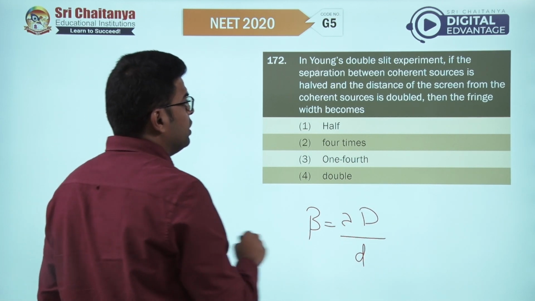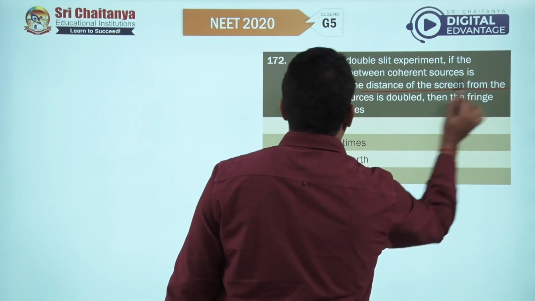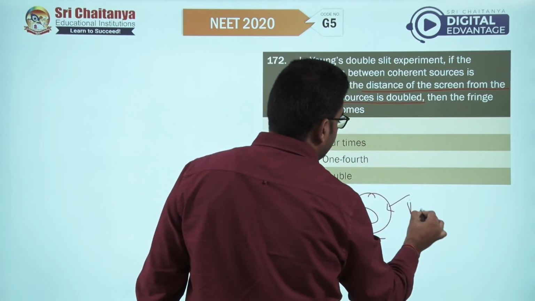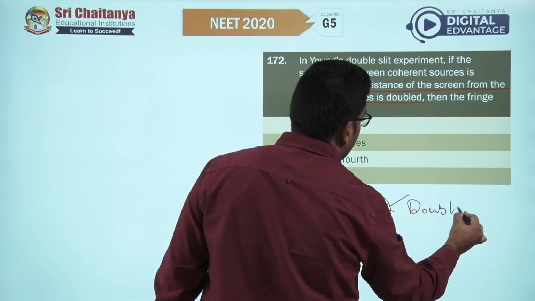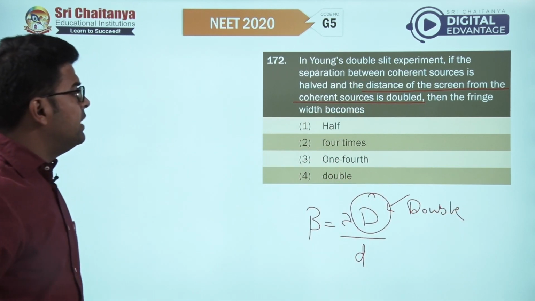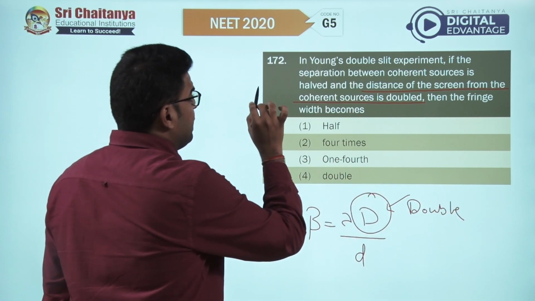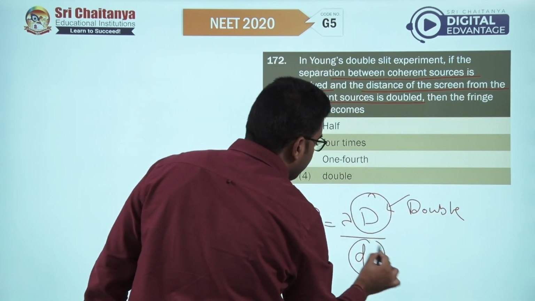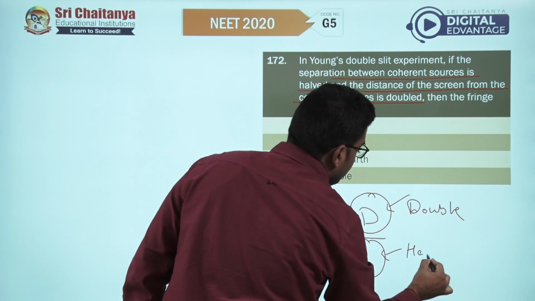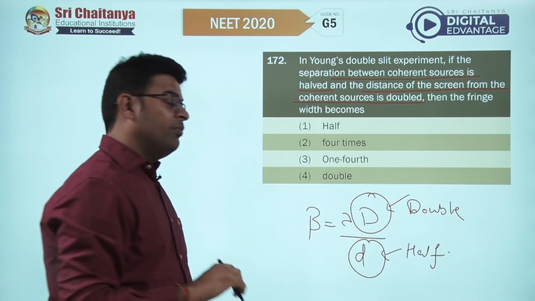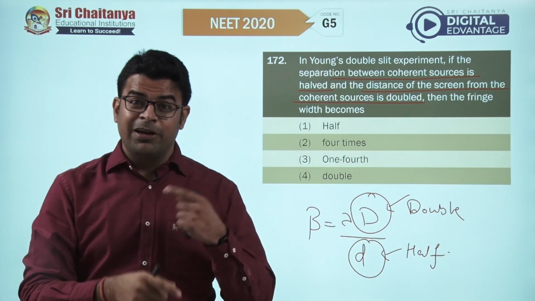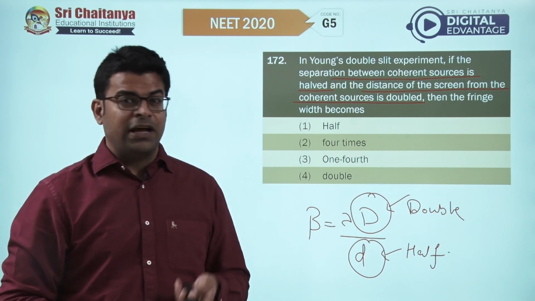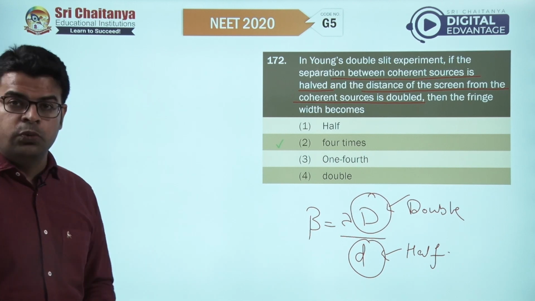Here in the question, the distance of the screen from the coherent sources is double. So, this D is becoming double. And in the question they have said that the separation between the coherent sources is half. So, this denominator is becoming half. Denominator becoming half, numerator becoming double, overall the fringe width will become 4 times, and that is our option number 2.